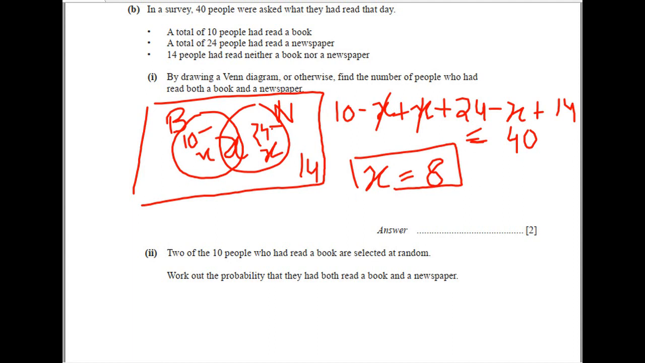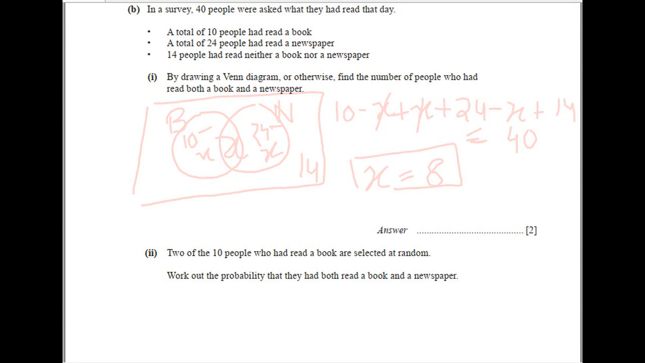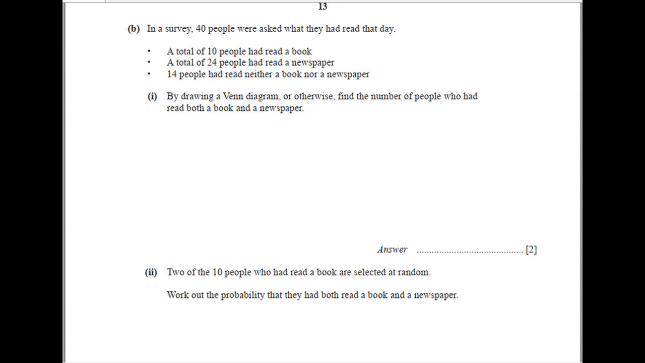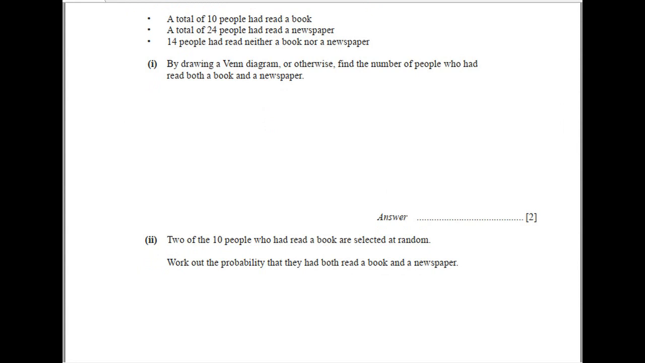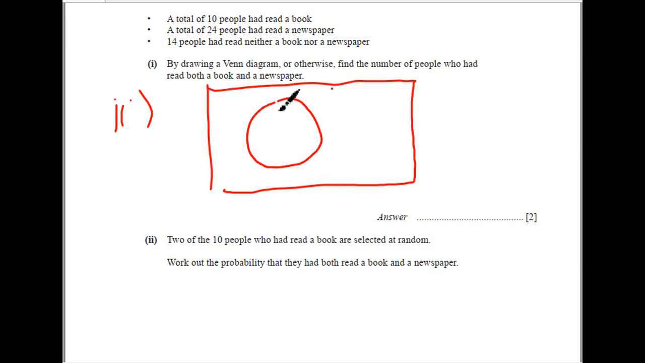Part 2, let me clear this. So now we're doing part 2. For part 2, I'm making the Venn diagram again, but this time I'll use the value of x. This was 8, then the left side will be 10 minus 8, which is 2. The right side will be 24 minus 8, which is 16, and the outside value will still be 14. Okay, book and newspaper.